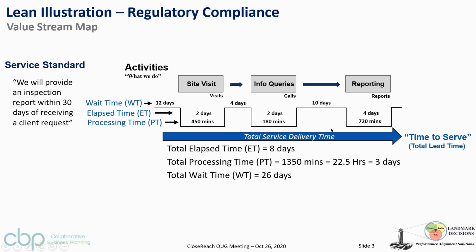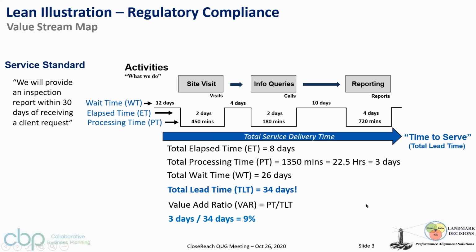So this wait time. If you look at the total here of wait time plus elapsed time, basically 34 days. So obviously they're not meeting their service standard. So understanding from a lean perspective what's happening and then optimizing that is absolutely key.